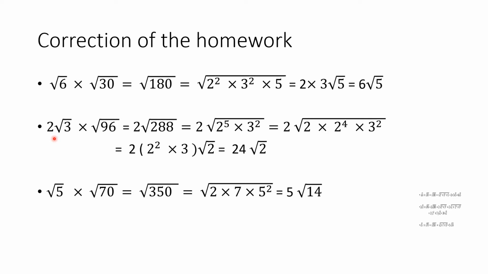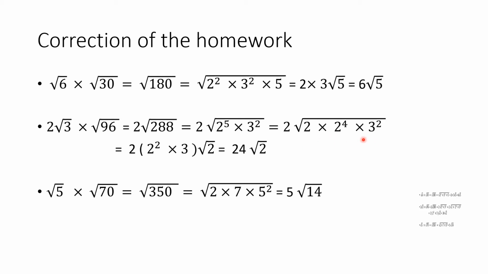In number 2, 2 radical 3 times radical 96. Since we need to multiply the radical with the radical and the integer with the integer, we can directly write 2 radical of 288. Writing the prime decomposition of 288, we get 2 radical 2 to the power 5 times 3 square. Since we need to reduce this writing, we should decompose the exponent 5 into 2 to the power 1 times 2 to the power 4 in order to reduce the radical.